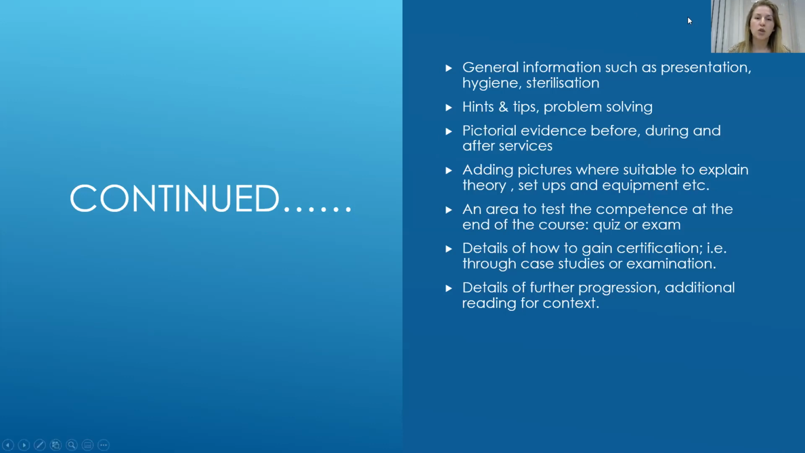Obviously, they need their general information about how to present themselves, present the area, their hygiene, their sterilisation. You need to give them some hints and tips on problem solving, what problems could occur, and then how they can overcome some of that as well.